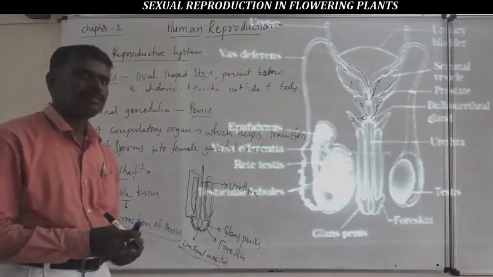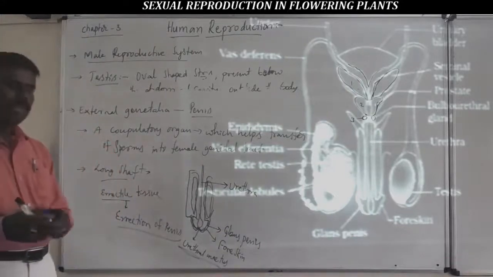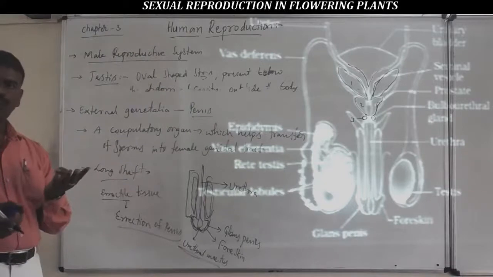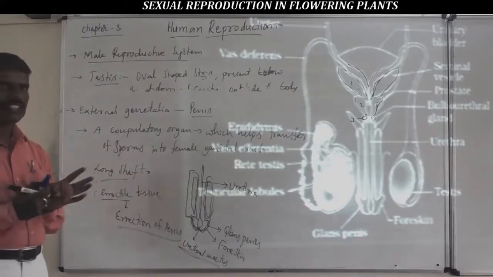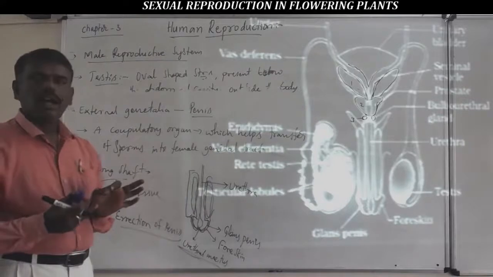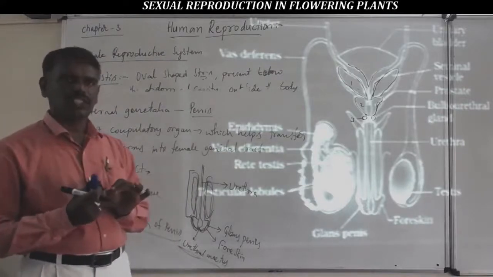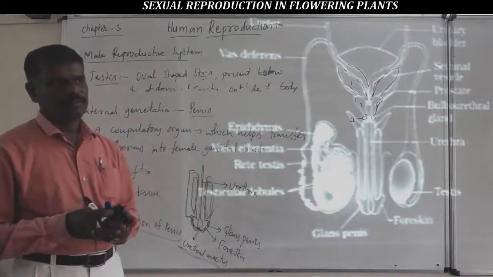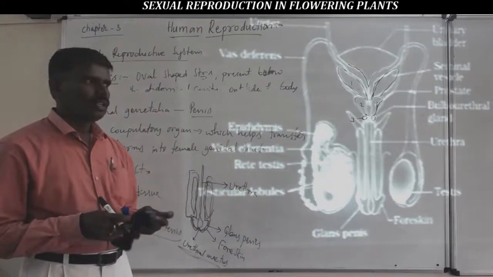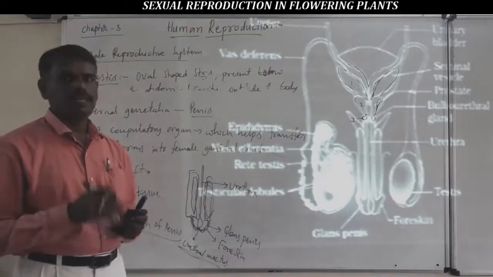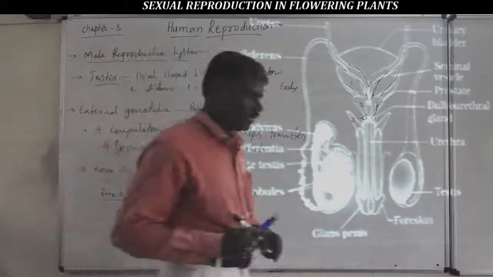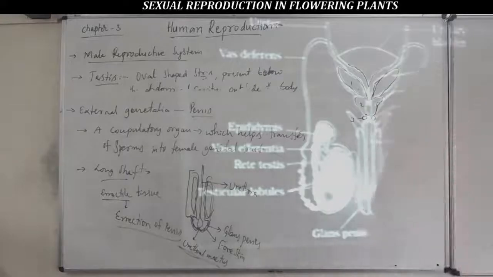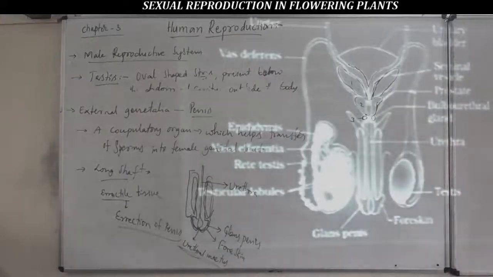So that is the total male reproductive system: a pair of testes, accessory glands, accessory ducts, and external genitalia. Next we will continue with the female reproductive system in the next class. Okay, thank you.